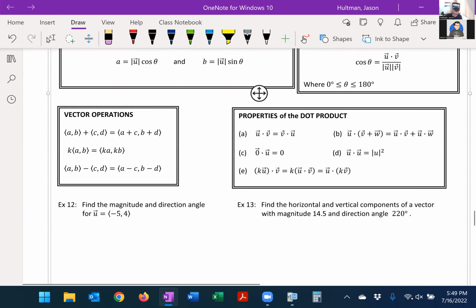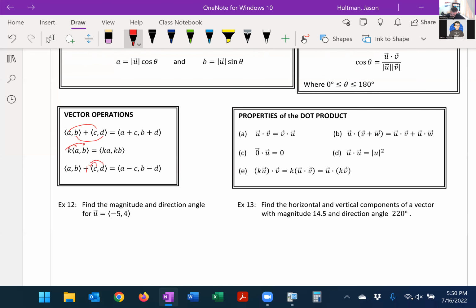Okay, vector operations. Vector addition, we add the two x components together and we add the two y components together, a plus c and b plus d. Multiplying a scalar times a vector is basically distribution. We multiply the scalar times the first component and the scalar times the second component. Subtraction is like adding a -1, basically. We distribute the -1, and we add a plus negative c, which is a minus c, and b plus negative d, which is b minus d.